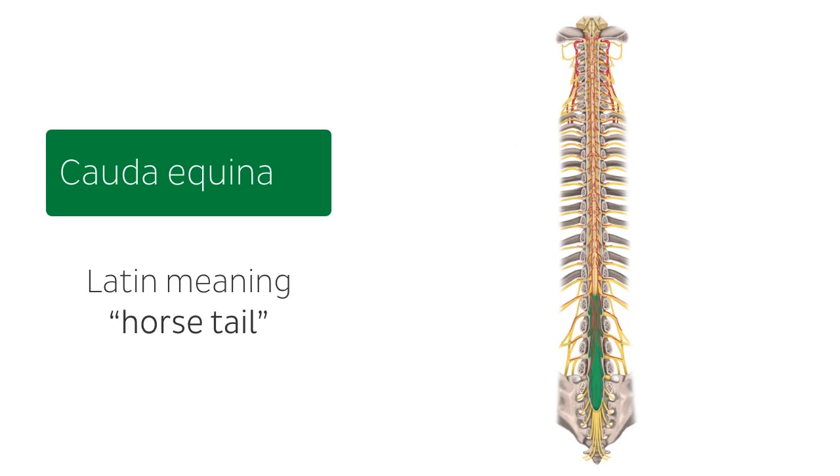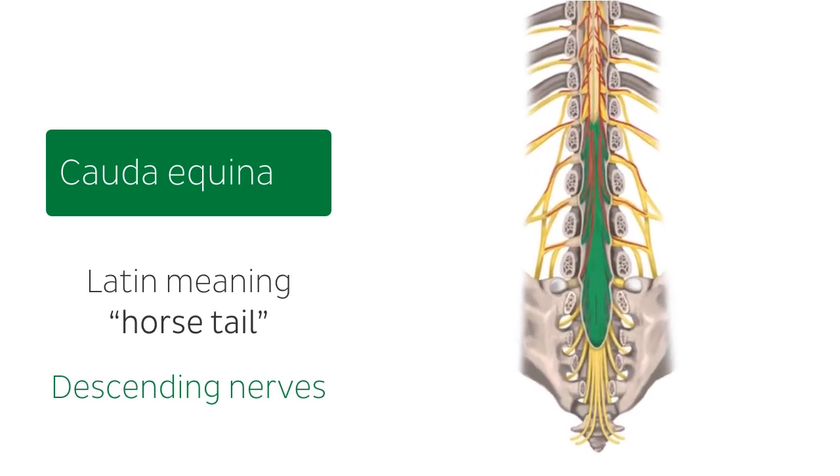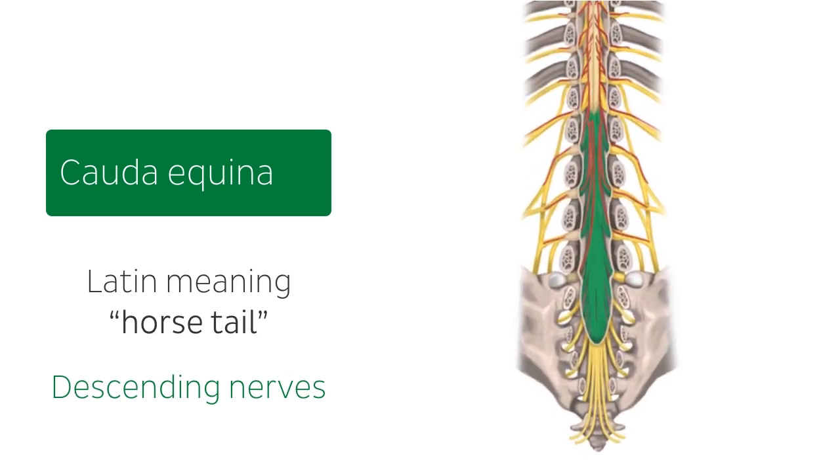Therefore, the caudal nerves of the spinal cord need to travel a longer distance to reach their respective vertebral foramina, and it's these descending nerves below the spinal cord that are referred to as cauda equina. So basically, the cauda equina is comprised of 3 or 4 lower lumbar nerves, the sacral nerves, and the coccygeal nerves. Here we can see a zoomed-in illustration of the cauda equina.